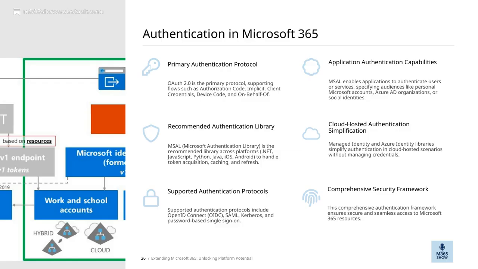Finally, the primary protocol used here is OAuth 2. It supports multiple flows, like authorization code, implicit, client credentials, device code, and on behalf of, giving you the flexibility to authenticate in a variety of situations. This comprehensive approach ensures that whether you're building a web app, a mobile app, or a service, you have the right tools to secure user access effectively.